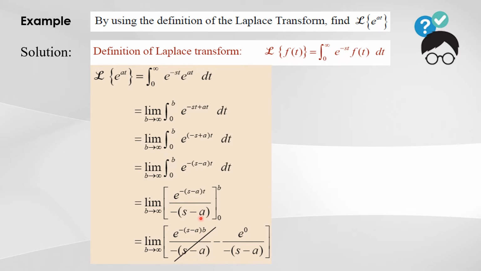After that, we have to consider the two limits of integration. The lower limit is 0, the upper limit is b. To start with, we are going to substitute t by the upper limit b. So we get the first term, which is e to the negative s minus a multiplied by b, this t replaced by b, divided by negative s minus a. Minus, for the second term, t is replaced by 0, e to the power of 0 divided by negative s minus a. Only this term has the b. So we are going to find out what happens when this b goes to infinity.